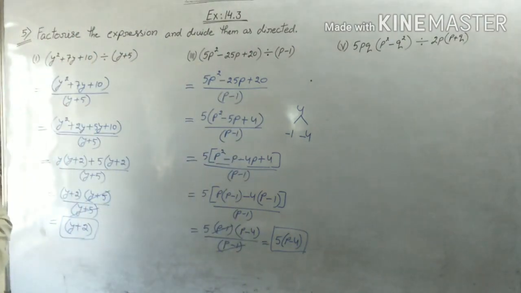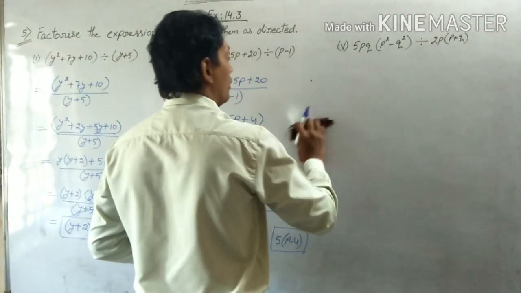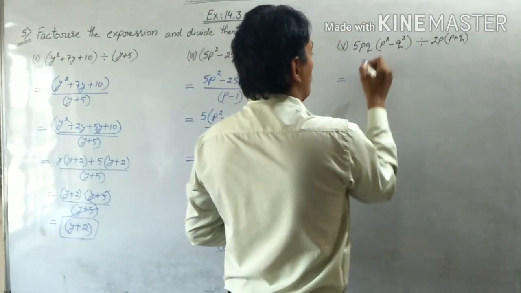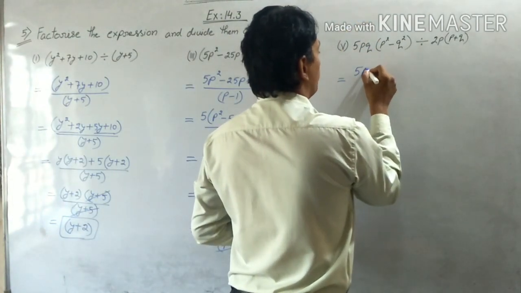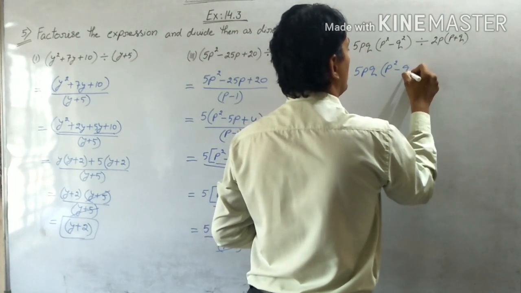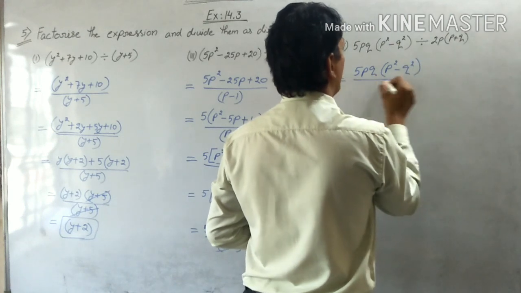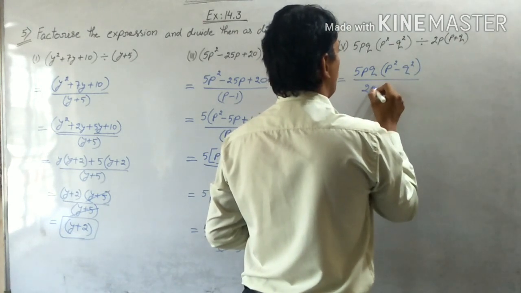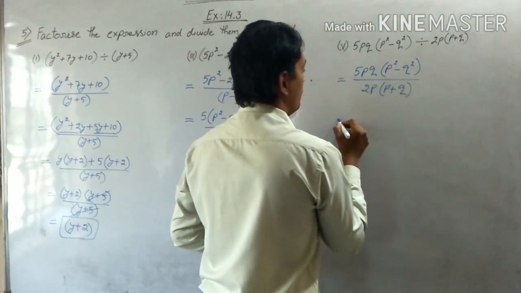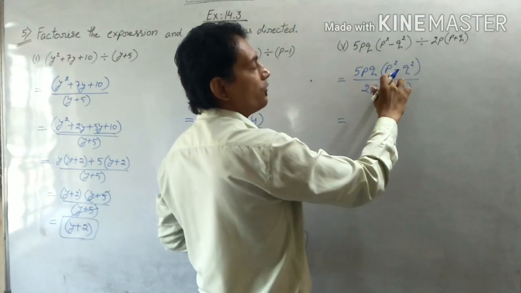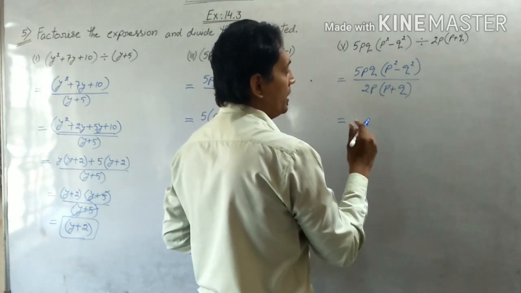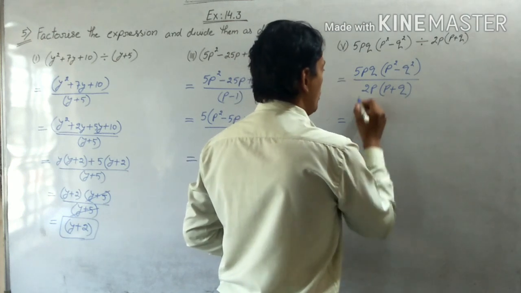Okay, fine. Now one more expression we have, we'll write in the numerator and denominator format, so 5pq, p square minus q square, whole thing divided by 2p into p plus q. Okay, now see students, we have memorized that formula a square minus b square is equal to a minus b into a plus b. Okay, so I'll write that formula also.